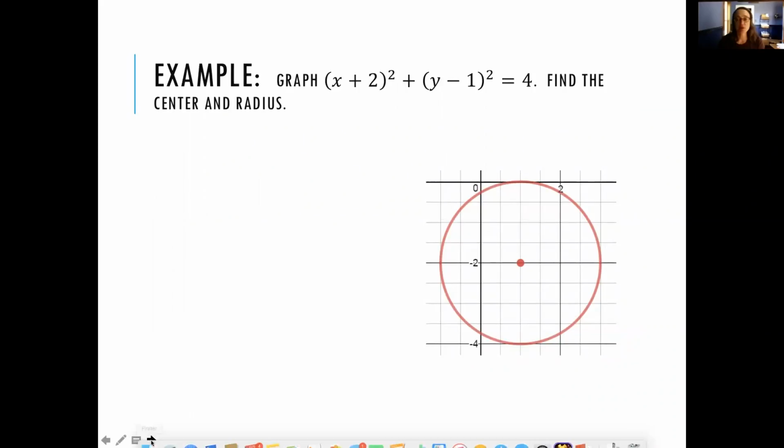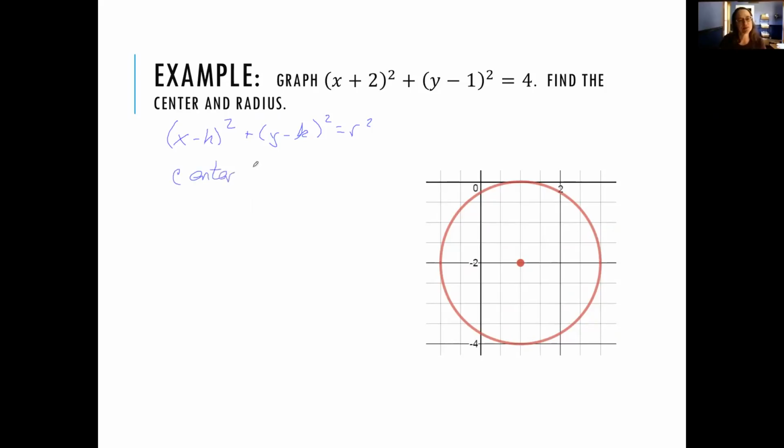So suppose we want to graph the curve represented by the equation (x plus 2) squared plus (y minus 1) squared equals 4. Now I let Desmos do the graphing for me, but I'm going to show you how you can find all of this. So recall your standard form, (x minus h) squared plus (y minus k) squared equals r squared.